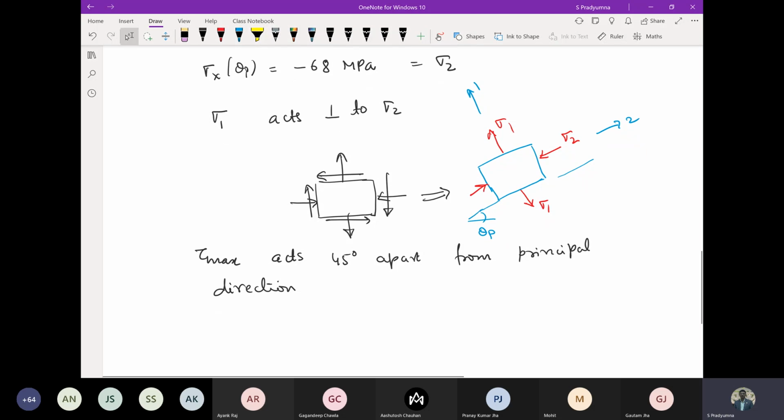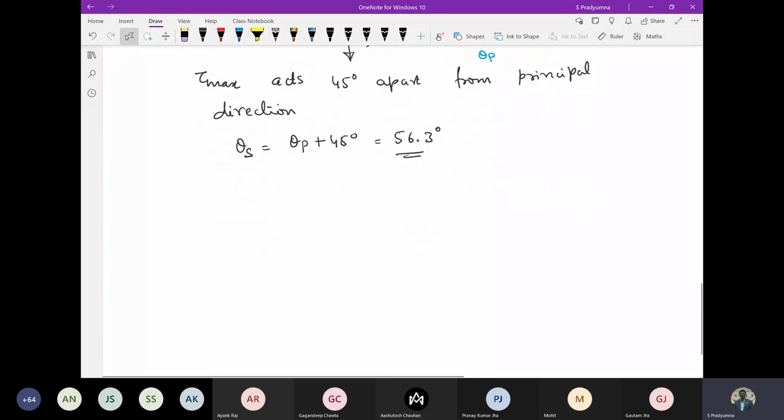Okay, so what is theta s then? Theta s is equal to theta p plus 45°. That is 45 plus 11 point something, it is coming around 56.3 degrees. So this is the direction of the shear stress. Now, if you want to solve this using the Mohr circle, it's easier.